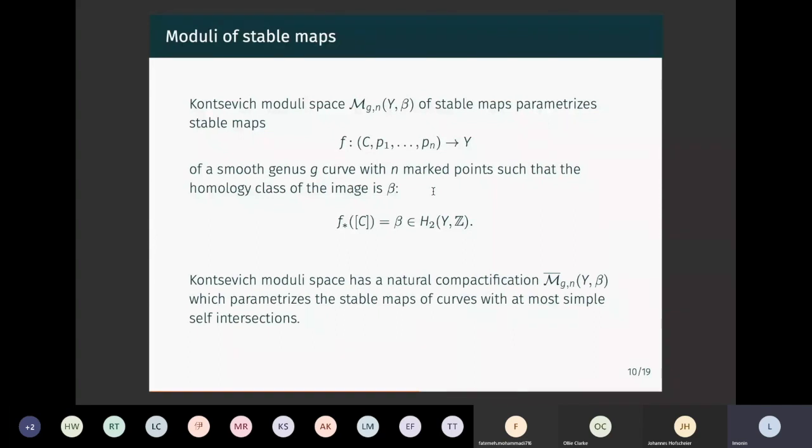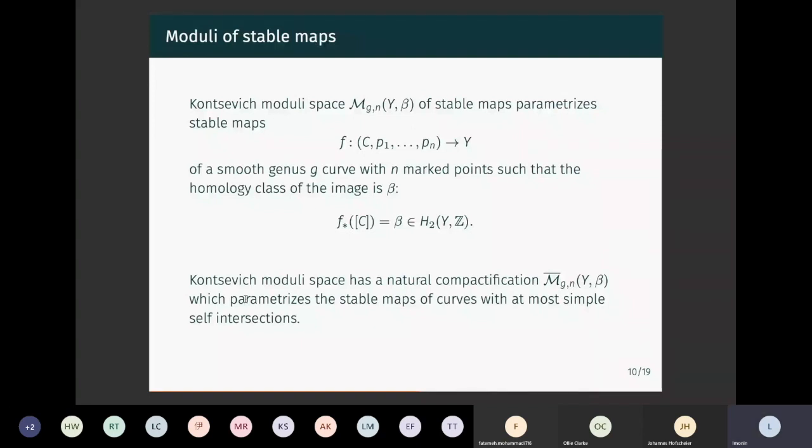And like the moduli space of curves, the moduli space of stable maps has a natural compactification. The smooth part parameterizes stable maps where C is a smooth genus g curve, but in the compactification you might have reducible curves, or even worse singularities like simple self-intersections. And the condition of stability is what I said.